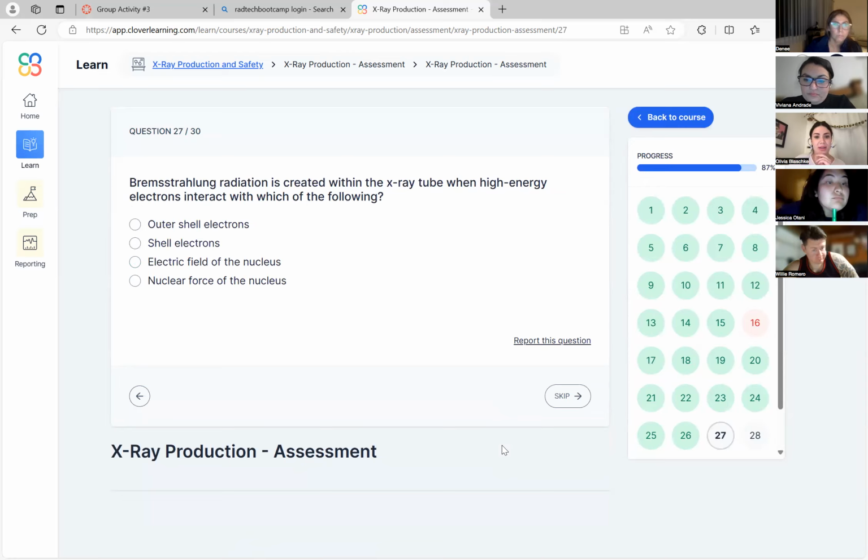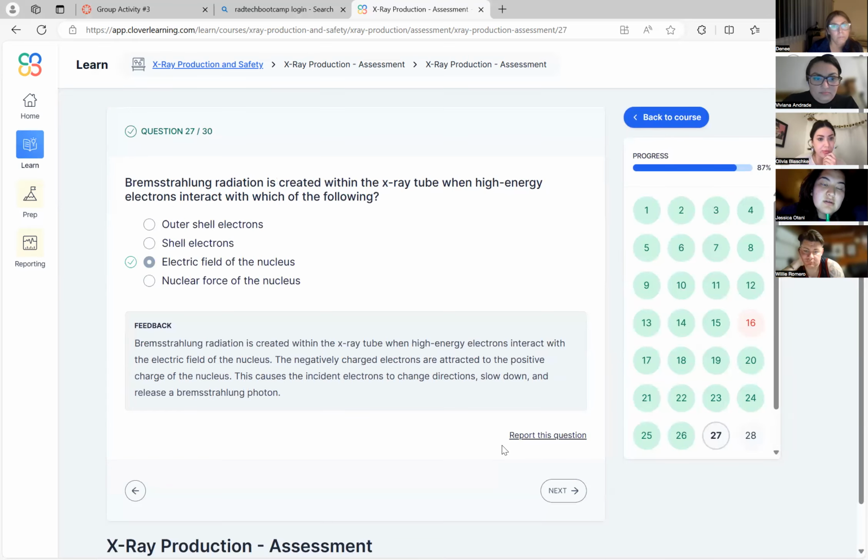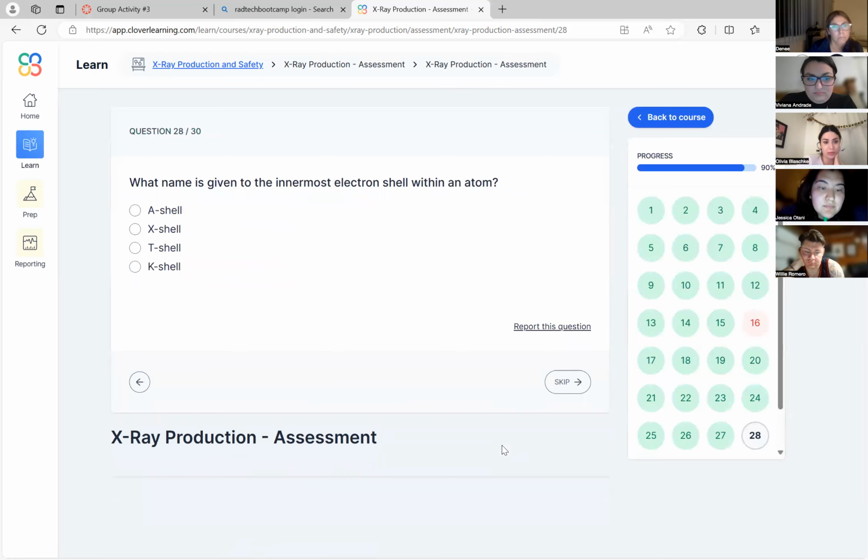Jessica, you're next. Bremsstrahlung radiation is created within the X-ray tube when high energy electrons interact with which of the following? That would be the electric field of the nucleus. All right.